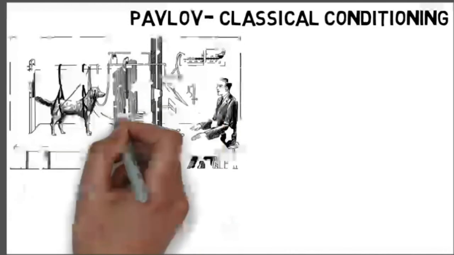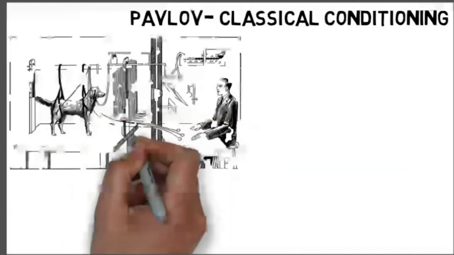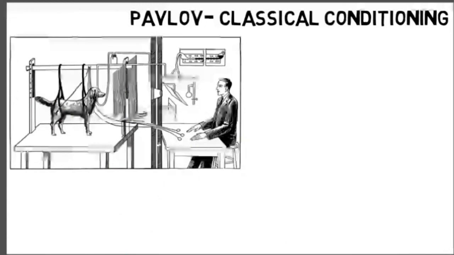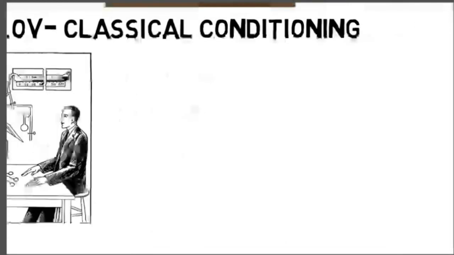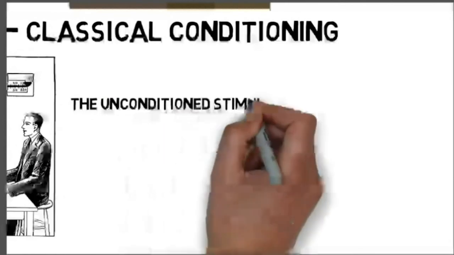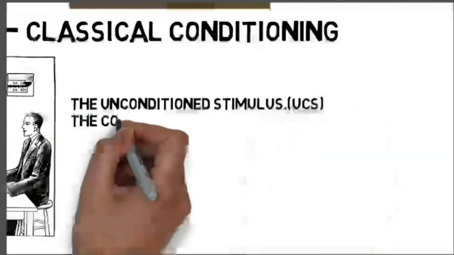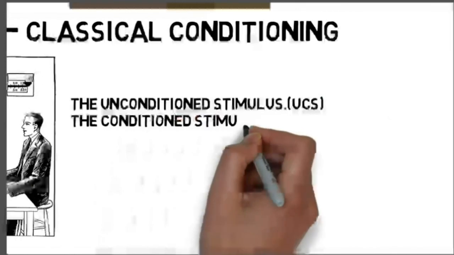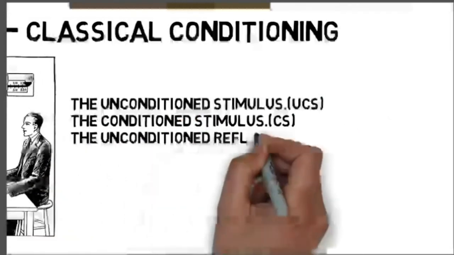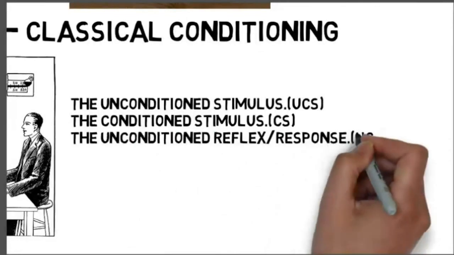So we can gain a better understanding of classical conditioning by looking at the various components involved in his experiments. We have the unconditioned stimulus, the UCS, the conditioned stimulus, the CS, the unconditioned reflex or response, the UCR, and the conditioned reflex or response, the CR.